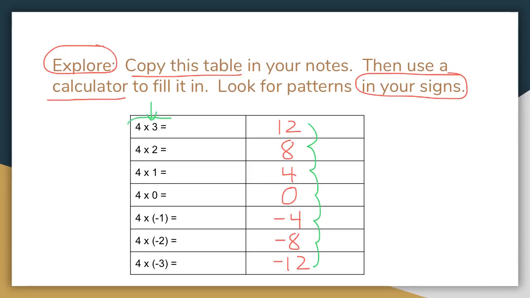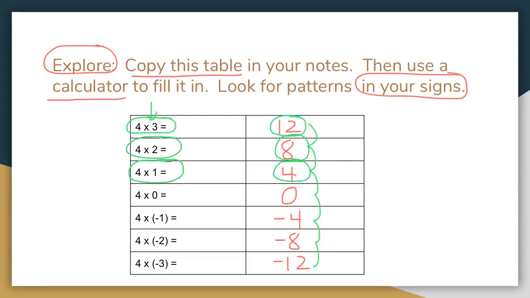So for example, I have 2 positive numbers and my answer was positive. Then I had 2 more positive numbers and my answer was also positive. 2 more positive numbers and my answer was positive.